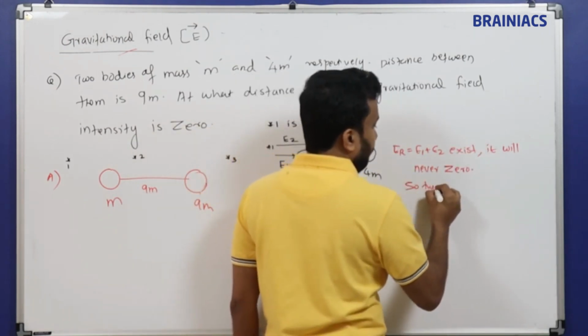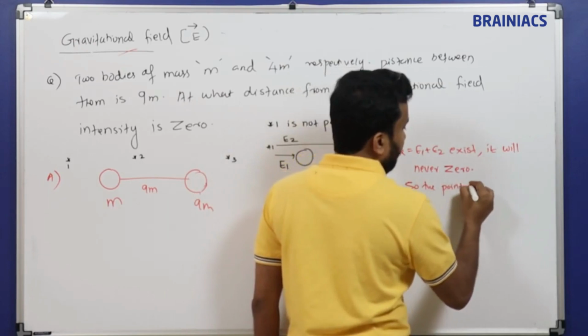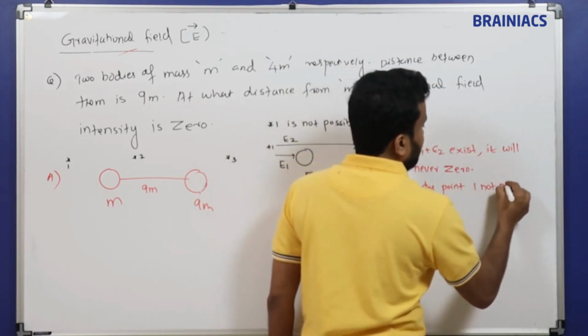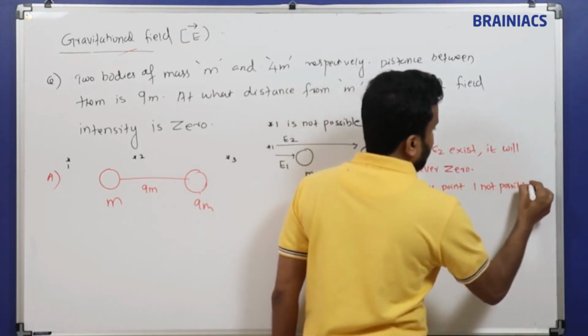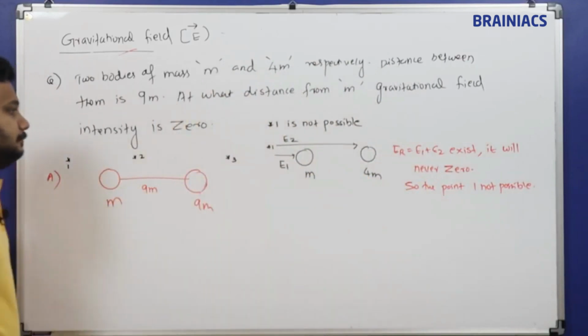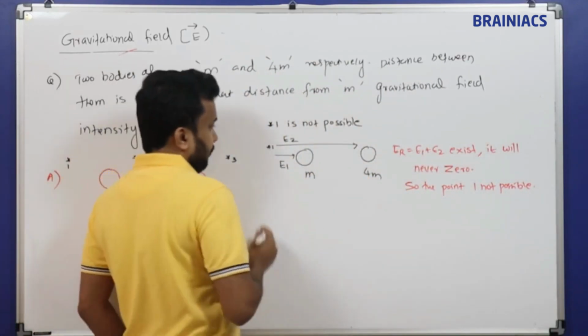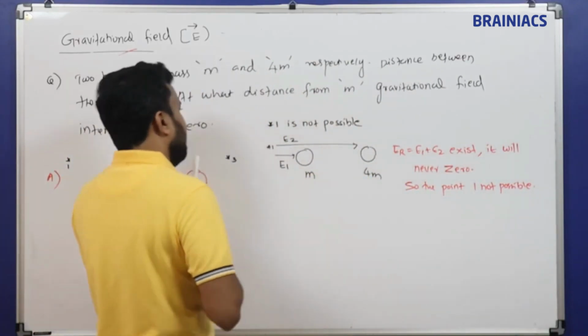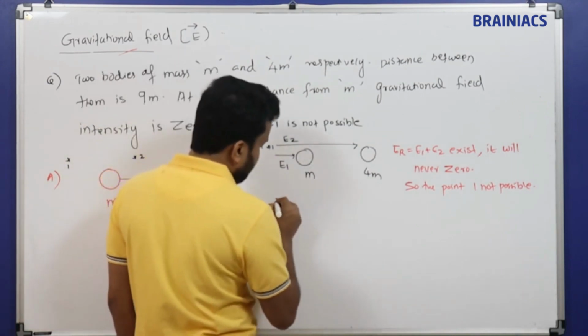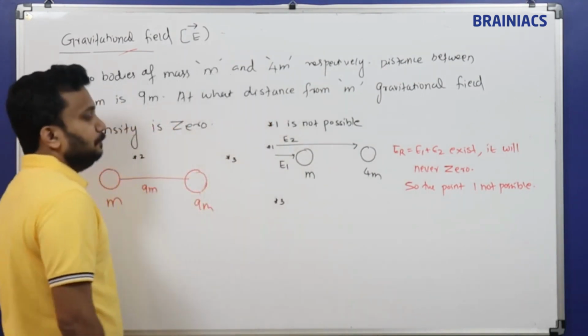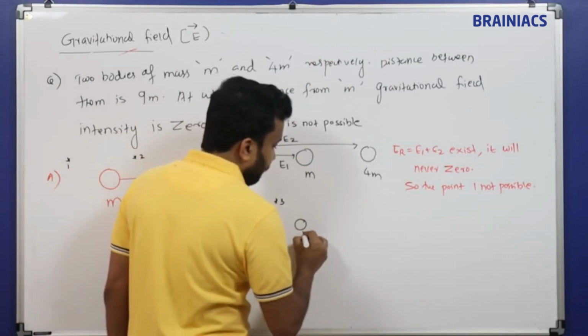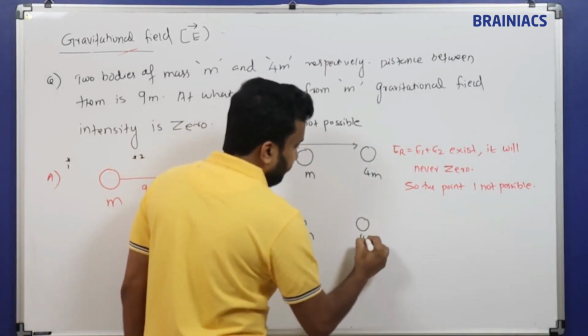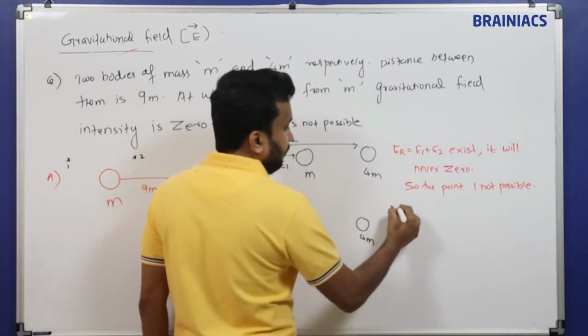So point 1 is not possible. Next, let me take the other point. What is the other point? The other point is 2, which will be there. 2 is possible. Before that, I am going to 3. In case 3, m will be here and 4m will be here, and point 3 will be here.